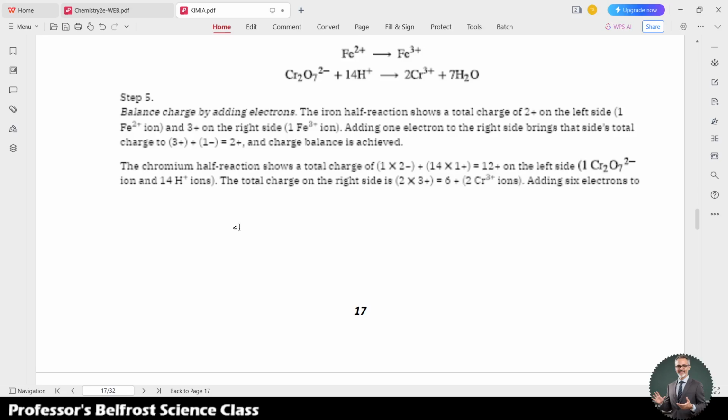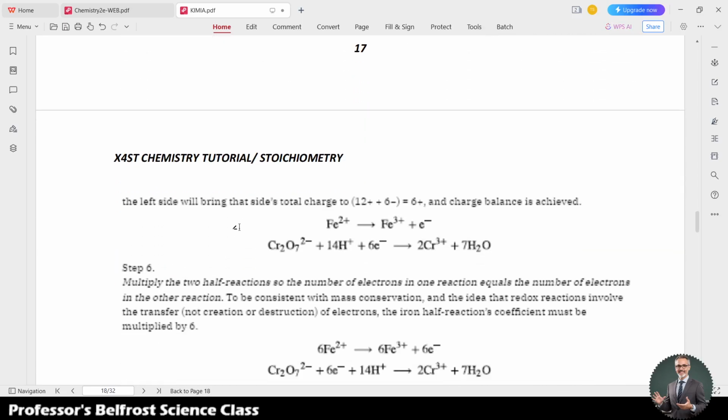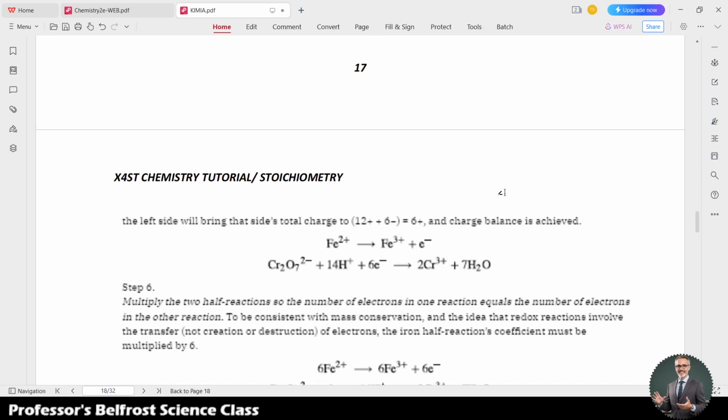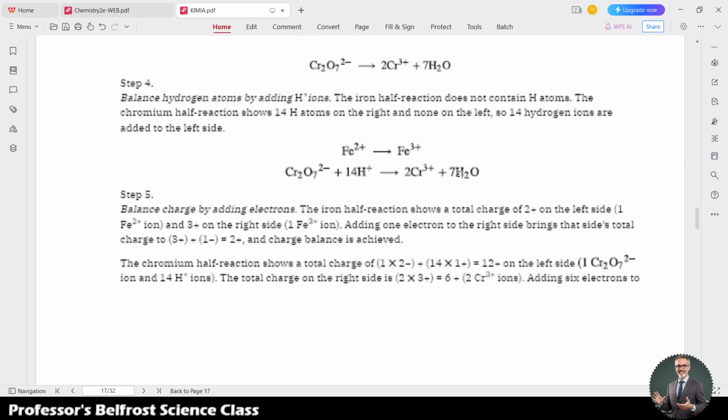Okay, so this actually is for this, I mean +6. But to neutralize this one, we need to add one electron on the right side. How about for this?